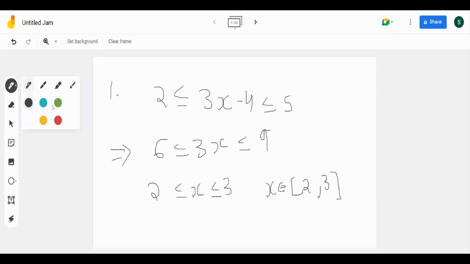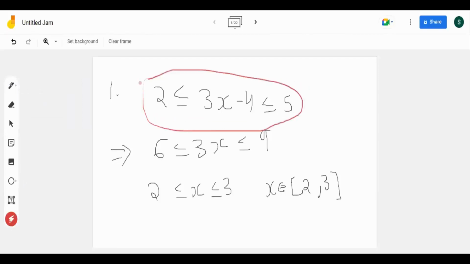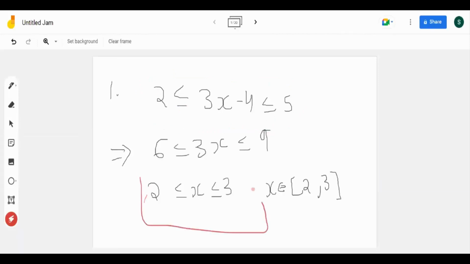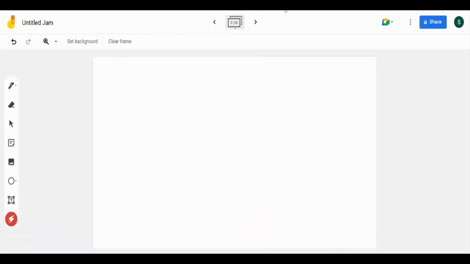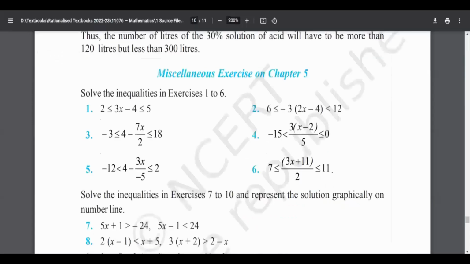So as we saw, we were given a linear inequality, 2 is less than or equal to 3x minus 4 less than or equal to 5. We just have to find the range of x which satisfies this inequality. First we add 4 to get rid of this, then we divide by 3 to get x between 2 and 3, including both of them. So we report our answer as this. It was pretty simple, as you can see. We have similar questions. Let us move on to some more questions to get practice.